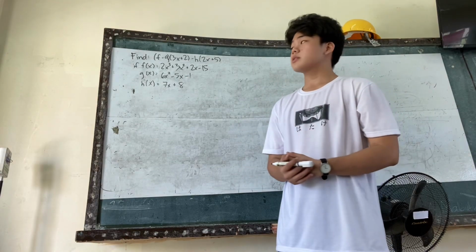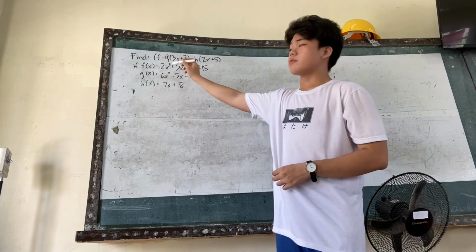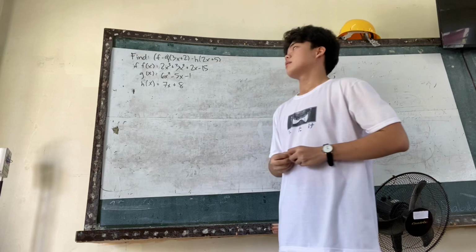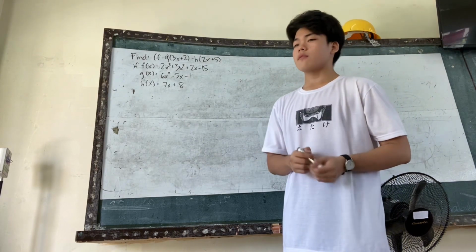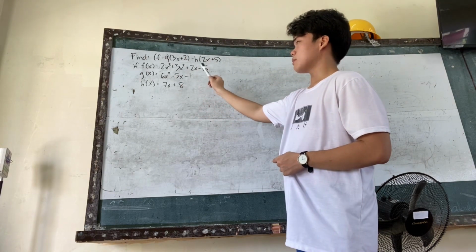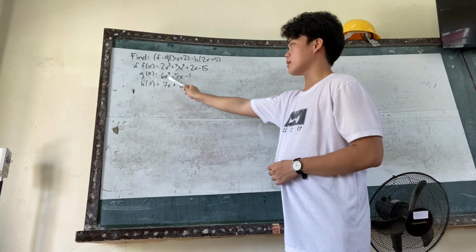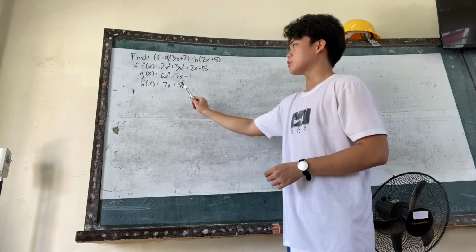Good day, classmates. We have our problem: (f − g)(3x + 2) − h(2x + 5). Find the value of it if f(x) is 2x³ + 3x² + 2x − 15, g(x) is 6x² − 5x − 1, while h(x) is equal to 7x + 8.